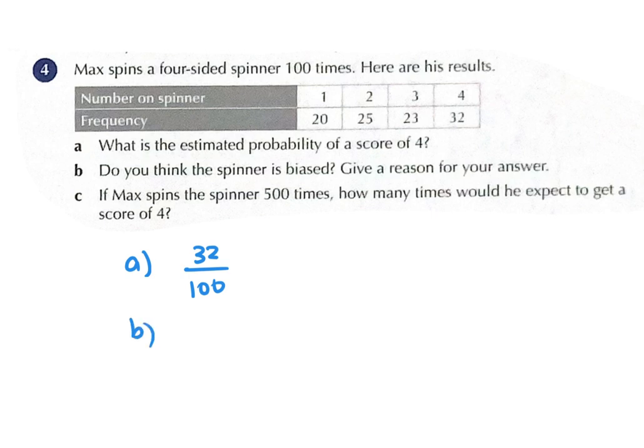B. Go ahead, Rinat. Do you think the spinner is biased? Give a reason for your answer. For this spinner, we have 4 sections. Okay? 1, 2, 3, 4. 1 appears 20 times from 100, 2 appears 25 times, 3 appears 23 times, 4 appears 32 times. Do you think this spinner is biased or fair?